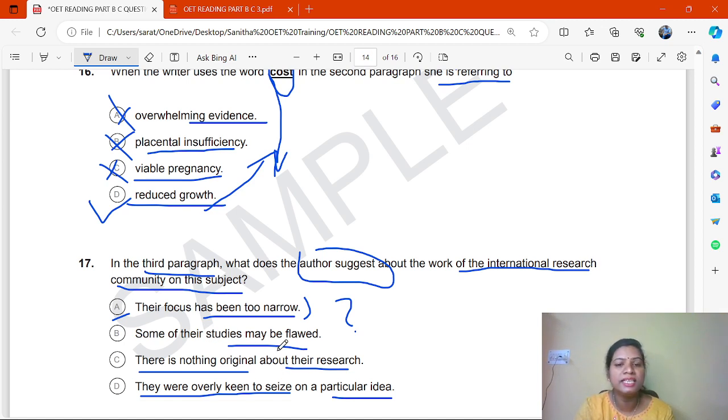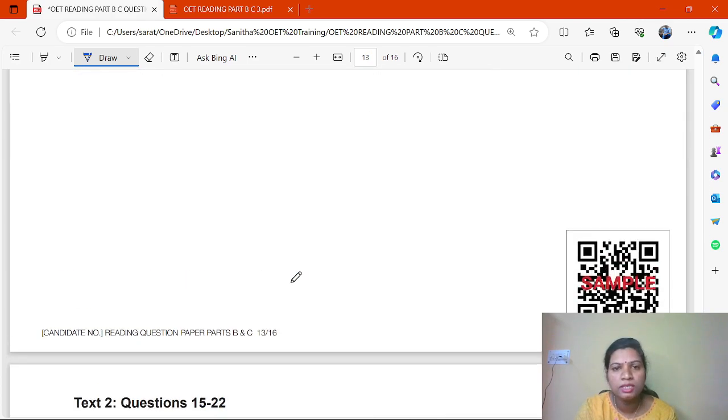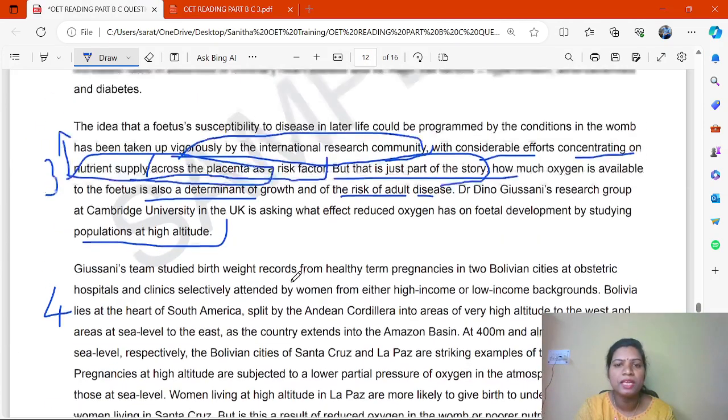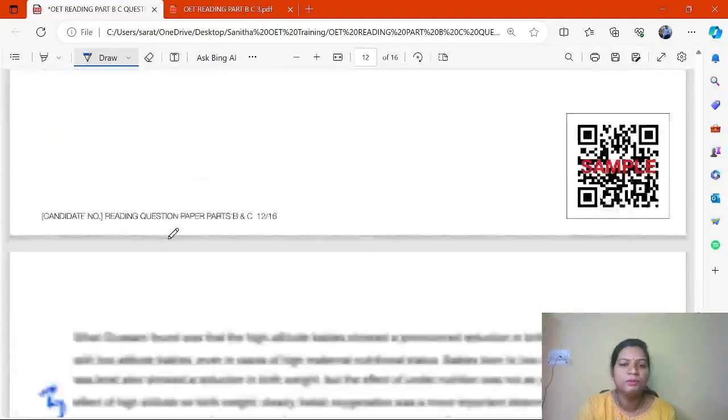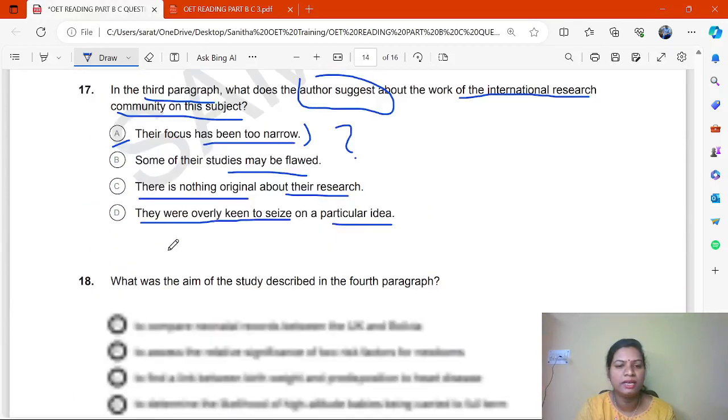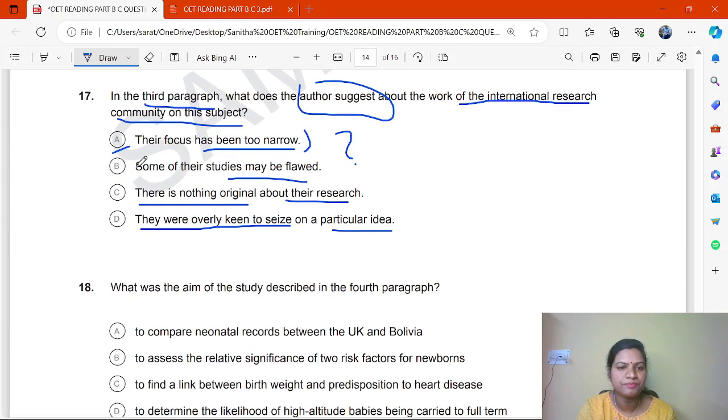Some of their studies may be flawed. Have you seen that anywhere? No, it is not flawed. They did only one study, on nutrient supply across the placenta, and that is not flawed. It is not in the passage, so we can eliminate it.